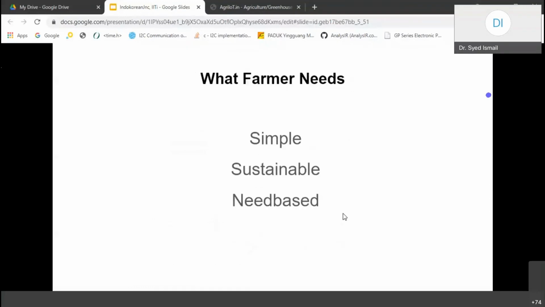I will conclude this quick talk with what a farmer needs. The Indian farmer needs simple systems, sustainable systems, and need-based systems. I think with these few words, I will conclude my talk.